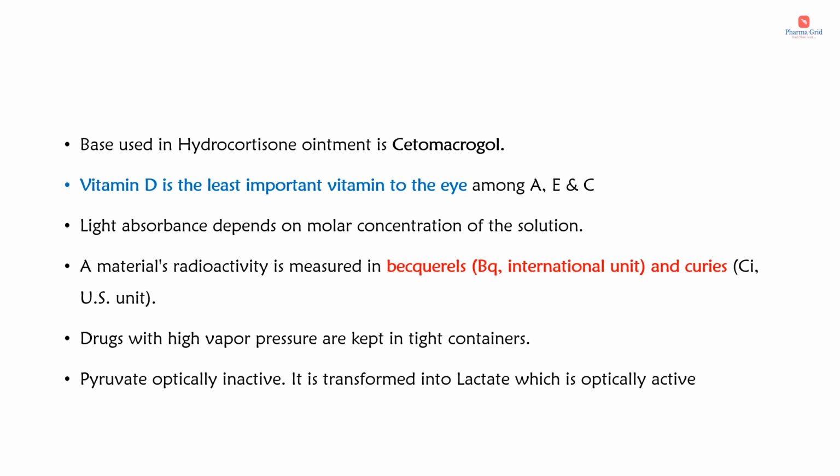Drugs with high vapor pressure are kept in tight containers because they are highly volatile and prone to rapid evaporation. So storing them in sealed containers prevents the medication from turning into a gas, leaking into the atmosphere and losing its active potency. Then pyruvate is optically inactive. It is transformed into lactate, which is optically active.